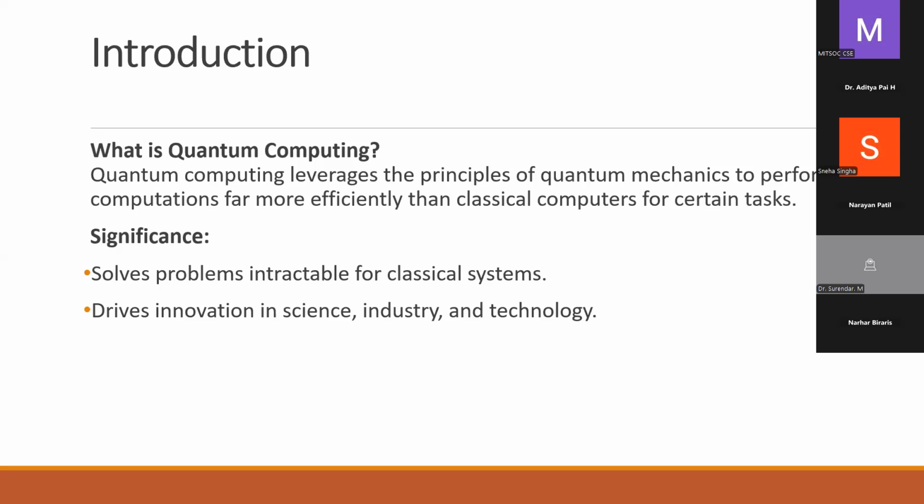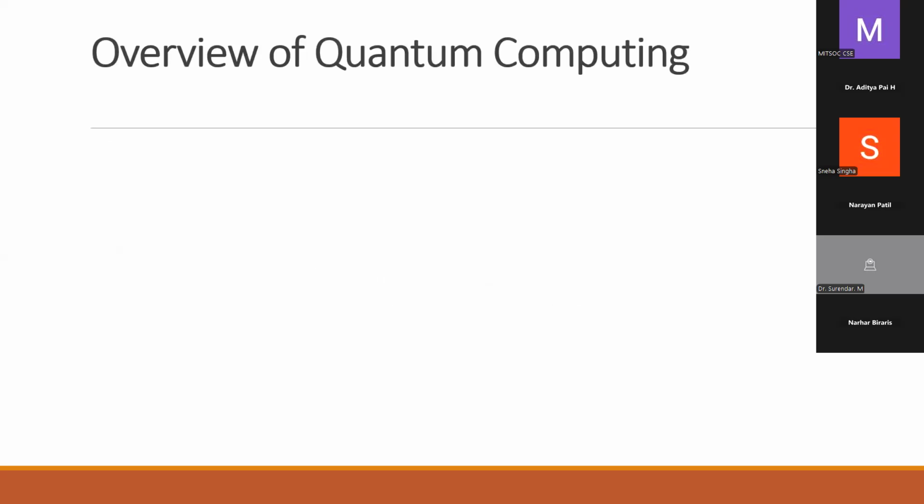And another very important thing is that everybody is talking about artificial intelligence. So artificial intelligence combined with quantum computing can improve the algorithms provided by artificial intelligence, like neural networks and neural languages. These algorithms are improved by using this quantum technology. So this is our brief introduction. After that we will discuss the overview of quantum computing.